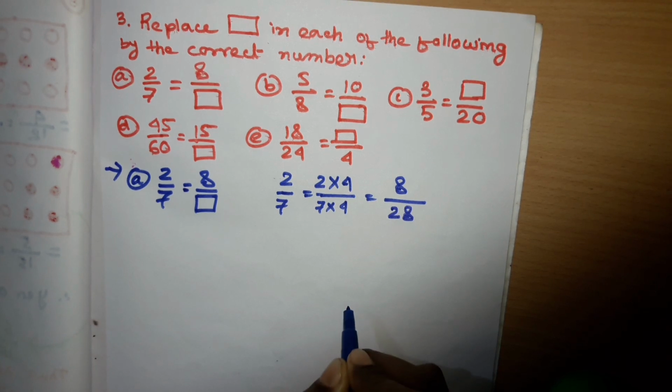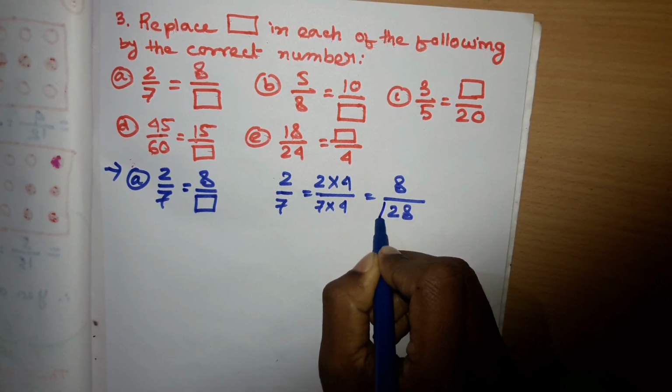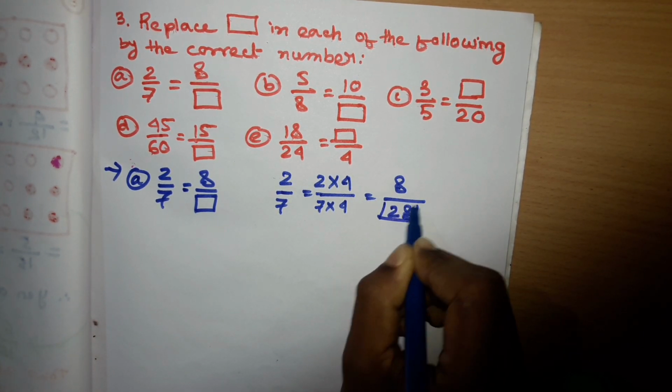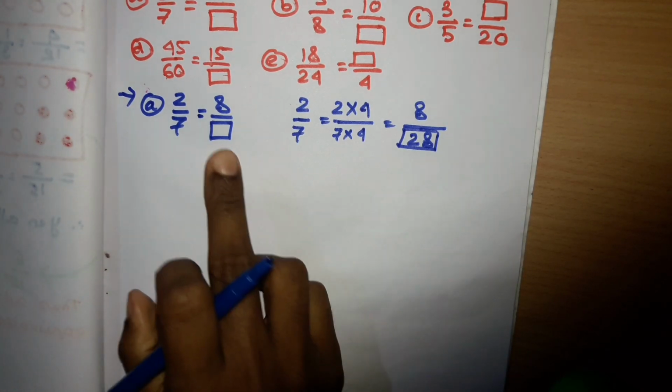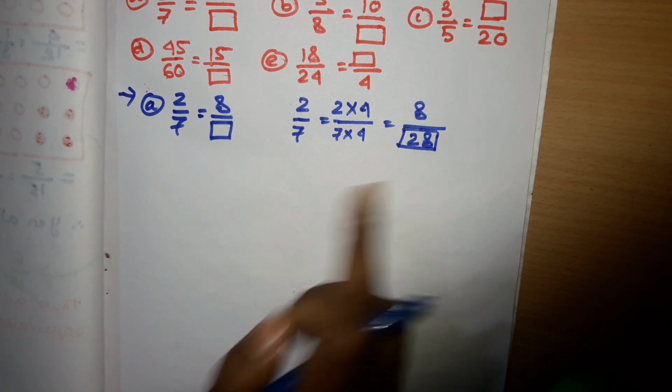So 7 4s are 28. So what I will get in the box is 28. So this is the answer. 28 will be the answer.